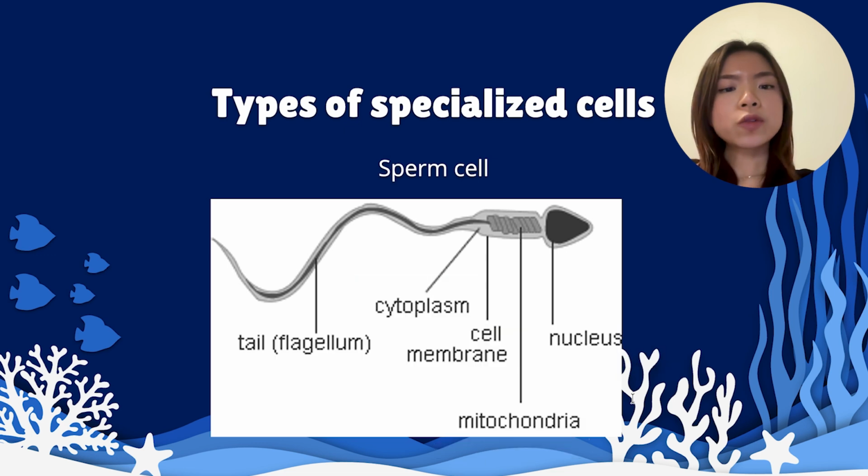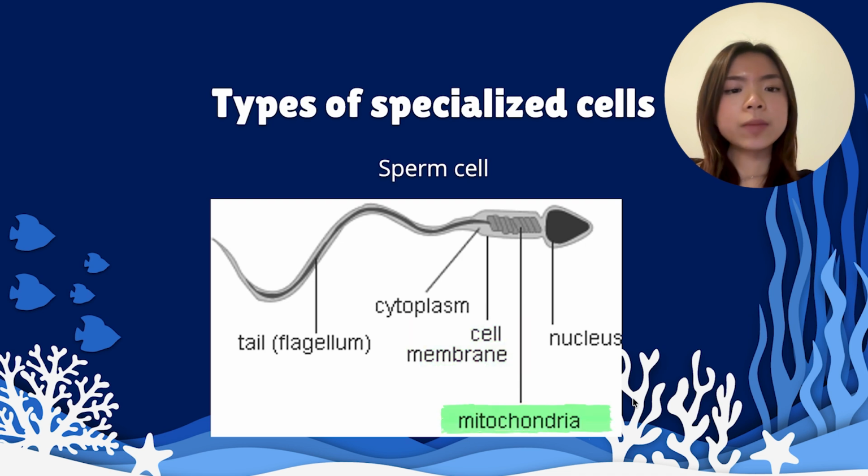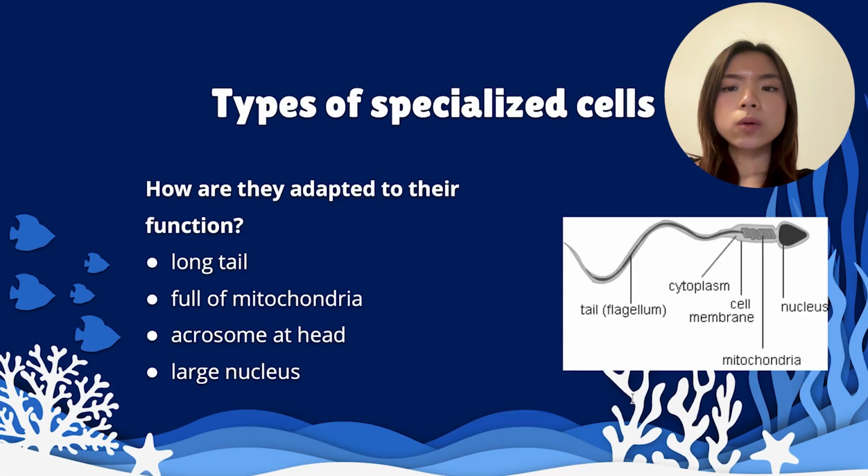Okay, so from the left to the right, we've got the tail, which is also known as the flagellum. And then this gray liquid is the cytoplasm. Then outside it, we've got the cell membrane. In the middle bit is the mitochondria, and at the head, we've got the nucleus. So, what are sperm cells? First of all, let's talk about their function. Sperm cells are usually released a long way from the egg, and they are responsible for fertilization.